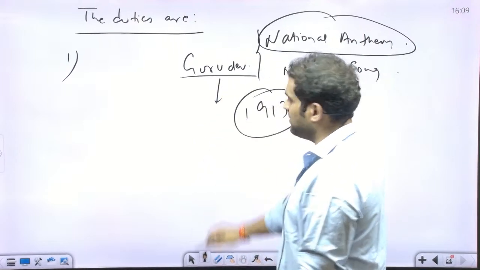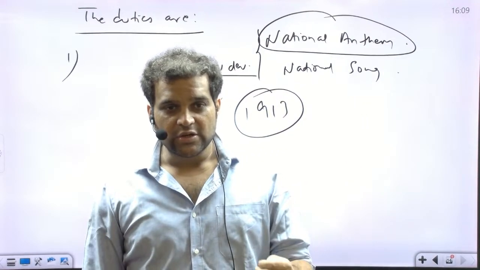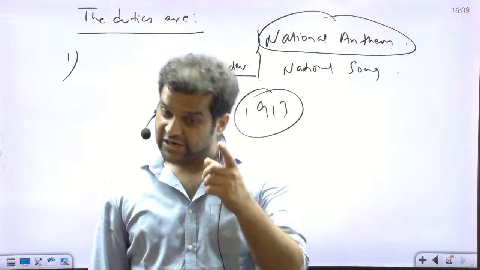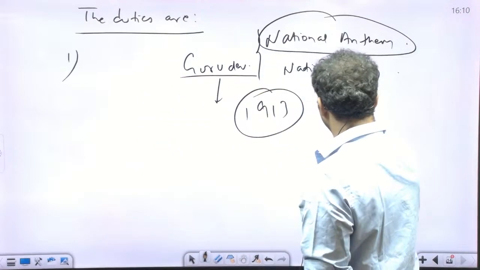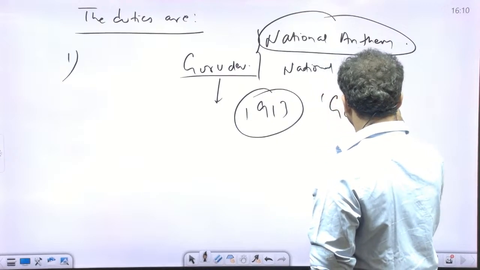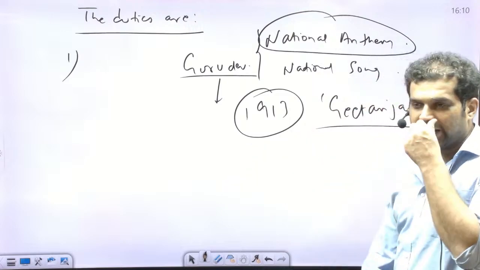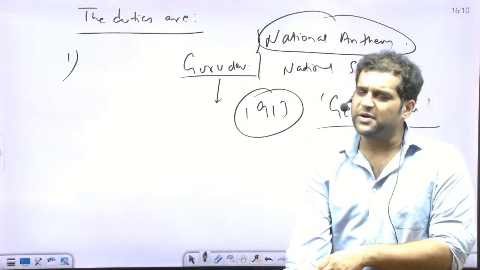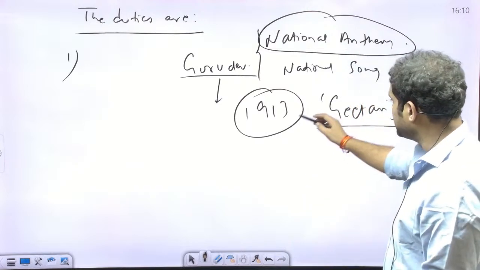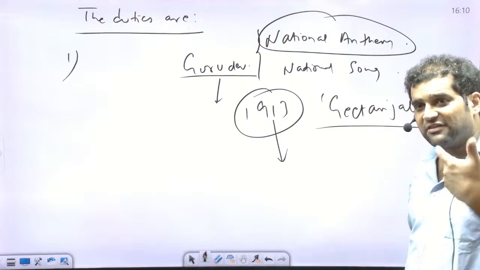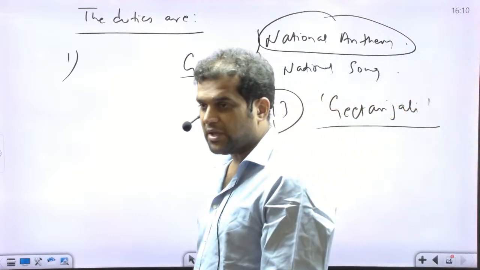In which field did he win the Nobel Prize? In science, medicine, literature? He won the Nobel Prize for literature for his collection of poems known as Gitanjali. It's a brilliant book. And he gave away this Nobel Prize in protest. Tell me, when?